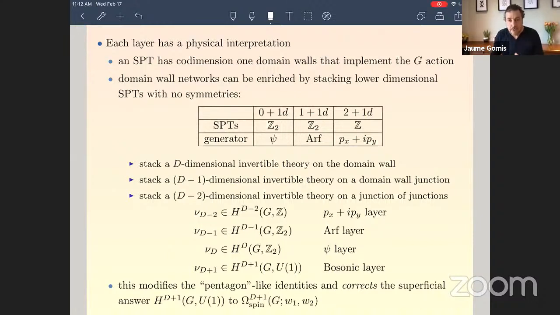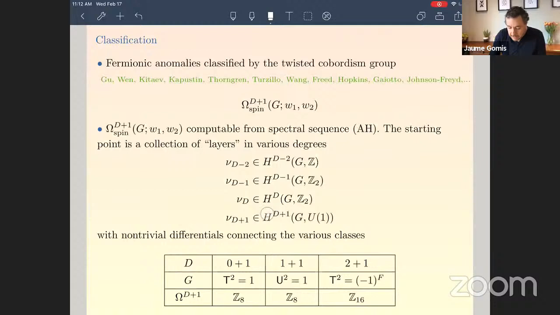These are the classifications of SPT phases where you have not imposed any symmetry. The basic idea of this construction of the anomalies for the G symmetry is that when you look at the most general network of domain walls, you allow stacking objects of these various dimensions at the right intersections. For example, we can stack a lower dimensional invertible theory on a domain wall junction, or if you have a junction of a junction, you can stack a lower dimensional SPT phase. This gives a heuristic picture for what these various layers mean from the point of view of this network of domain wall intersections.